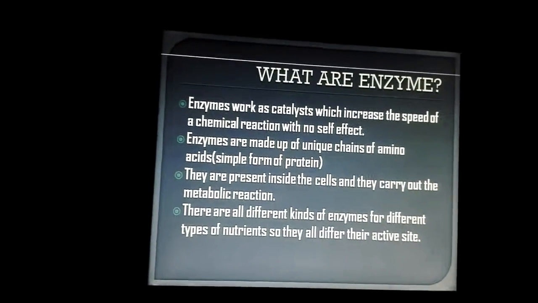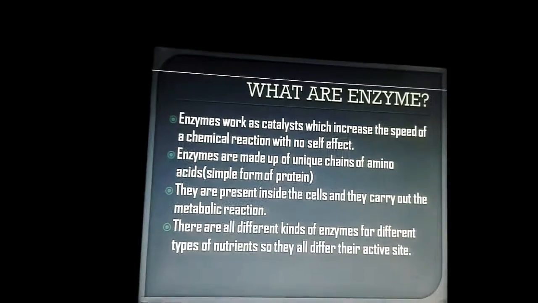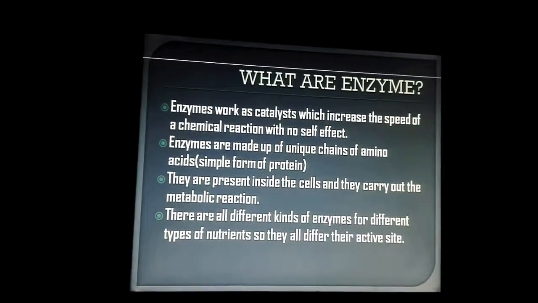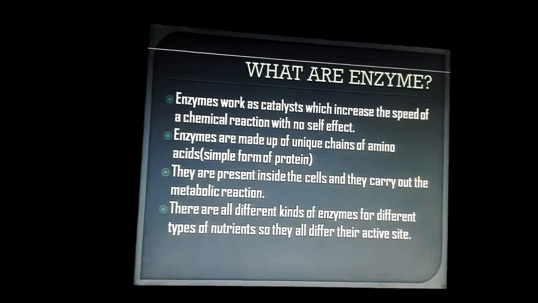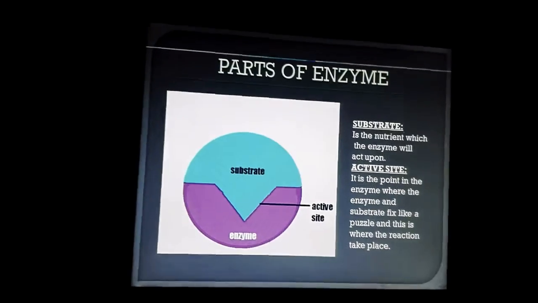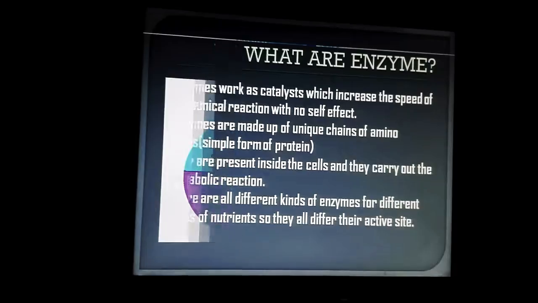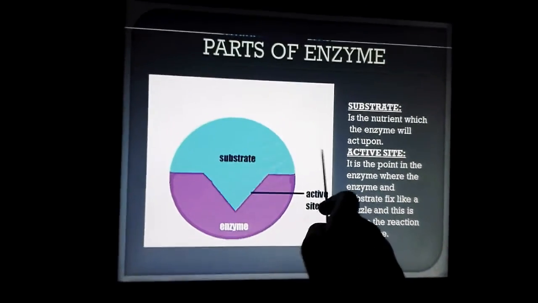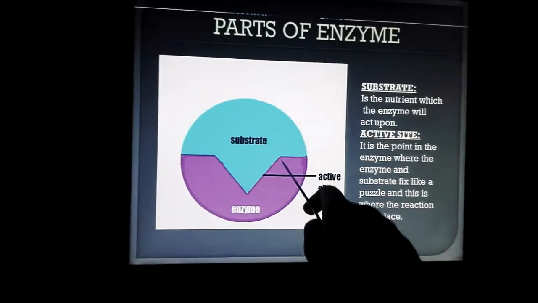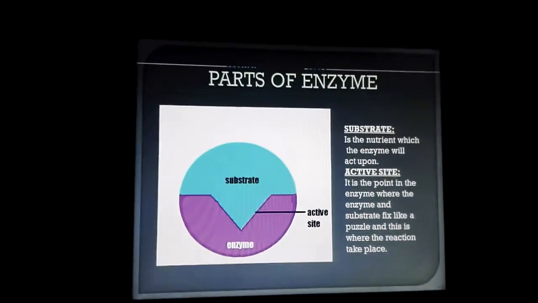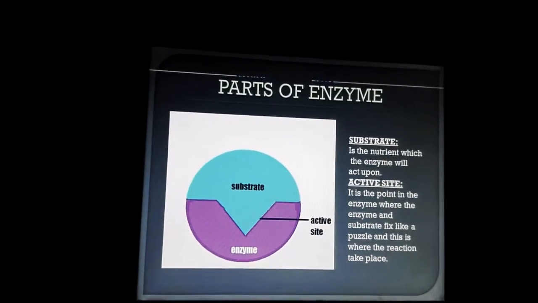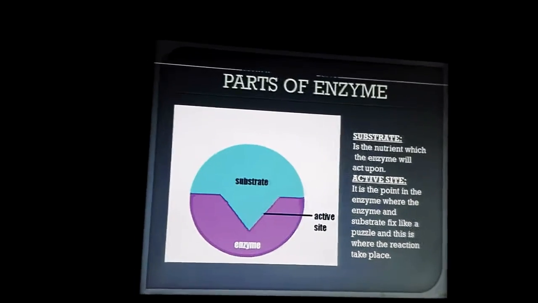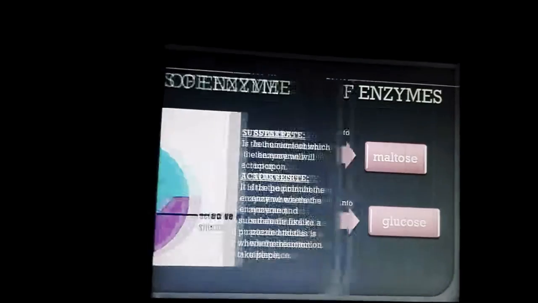Metabolic reaction is the energy formation reaction. So there are all different kinds of enzymes for different nutrients, and they all differ from each other. So their active site is basically different. So this is basically an active site of an enzyme. This is an enzyme, this is the substrate. Substrate is a nutrient which the enzyme will act upon, and active site is the point in the enzyme where the enzyme and the substrate fit like a puzzle, and this is where the reaction takes place.